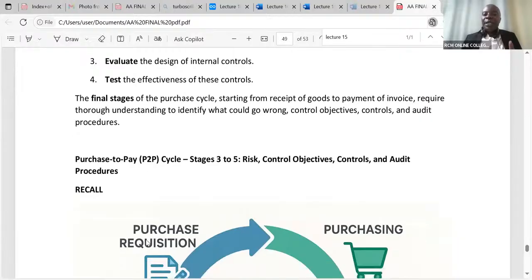Now, remember we did stages 1 and 2 in lecture number 14. So this lecture number 15, which is purchase cycle part 2, I'm going to look at stage 3 to stage 5. Specifically, I'll be looking at risks, what could go wrong, what are the control objectives, the controls, and then on the other side of the coin, I'll be bringing in an auditor who will be able to put in his audit procedures and advise the firm accordingly. So then, a reminder, recall.